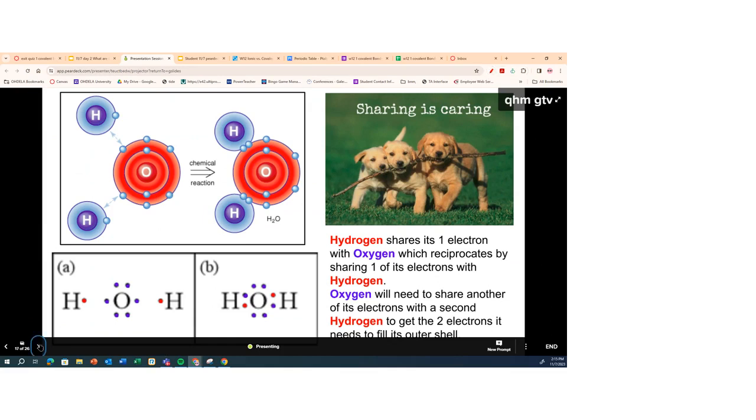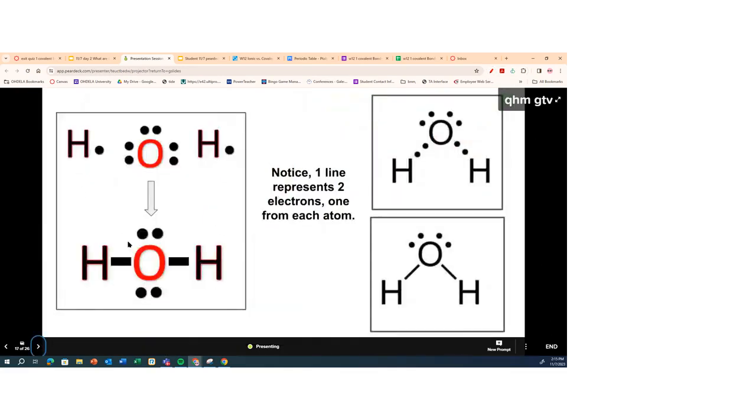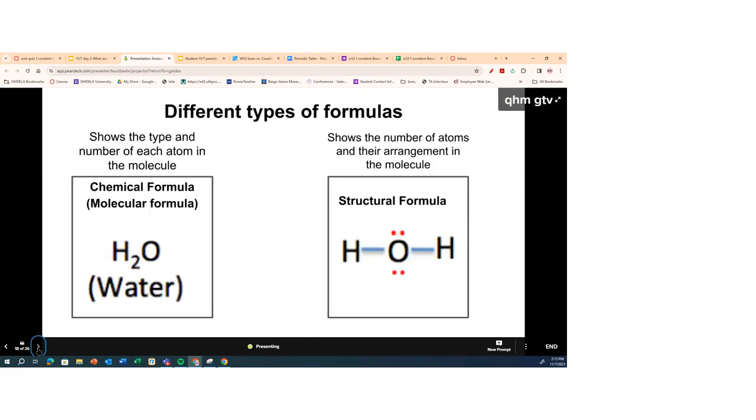Now, what we can do with these, we can represent these as dots, like the Lewis dots, or we can represent these with a bond. So a bond, like 2 dots, we can replace with a line. 2 dots per line. And that's the same thing as a covalent bond. It's a single covalent bond.